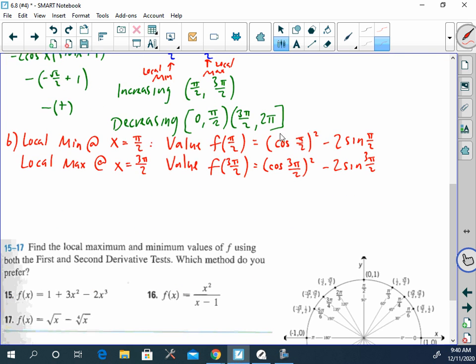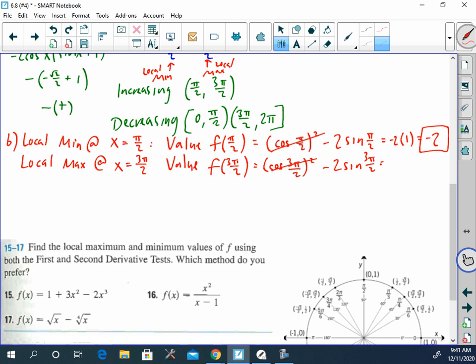There we go. Okay, so cosine of pi over 2 is 0. Cosine of 3 pi over 2 is also 0. So those go away. The sine of pi over 2 is 1. So this would be negative 2 times 1. So I get negative 2. So this would be our local min value. Okay, local min, that's our value.